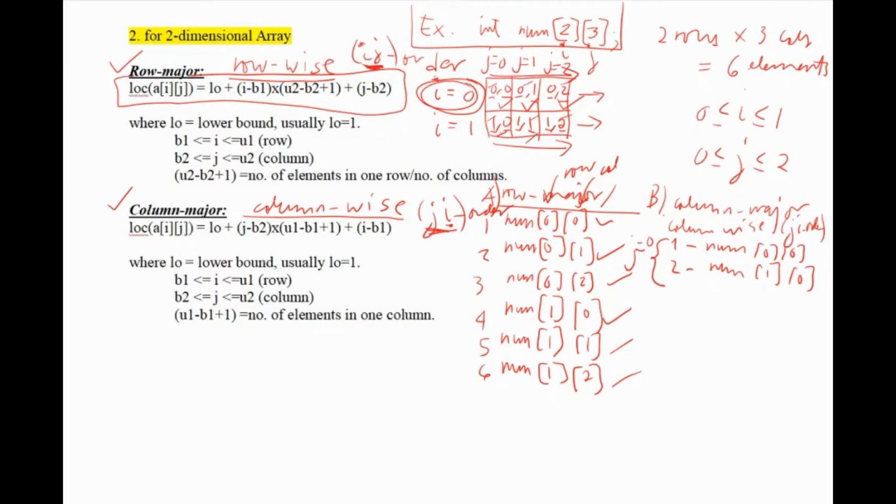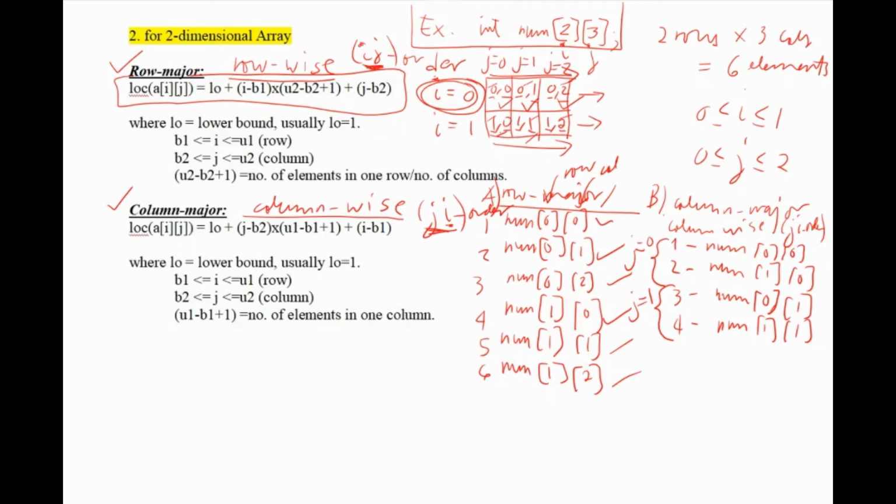So the third would be num 0, 1. And the fourth is num 1, 1. So again, these two elements here are the elements at the second column where j is equal to 1.